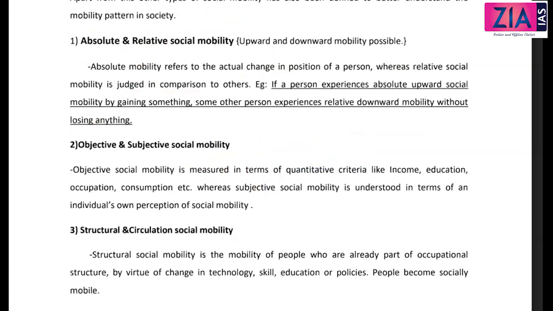Again, take the example of two friends A and B, both at the same level, working in the same department, earning the same. This person won the lottery and became rich. So the other did not lose anything. He is almost the same, no upward, no downward, but he feels like a downward mobility compared to this person. That is what relative means.